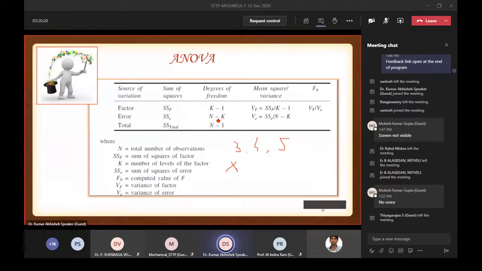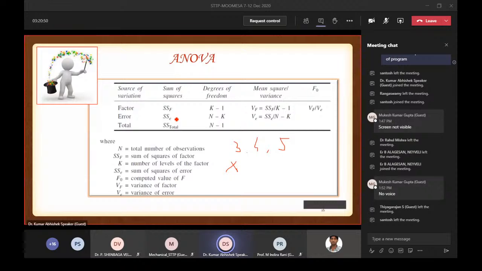Similarly, for the error it is n minus k, where n is the total number of observations. Suppose the total number of observations is 10, then the total degree of freedom is 10 minus 1, that is 9. And whatever the error degree of freedom is, you can find it in another way as total minus factor, and this will give the error.